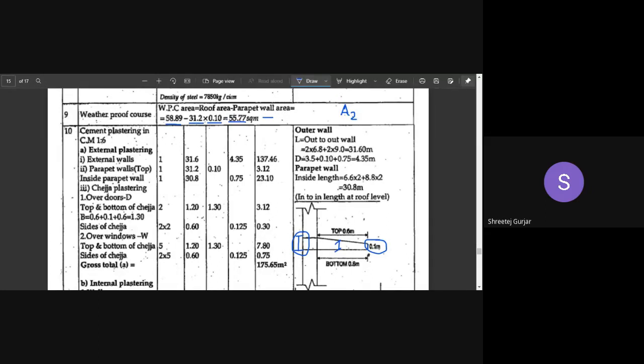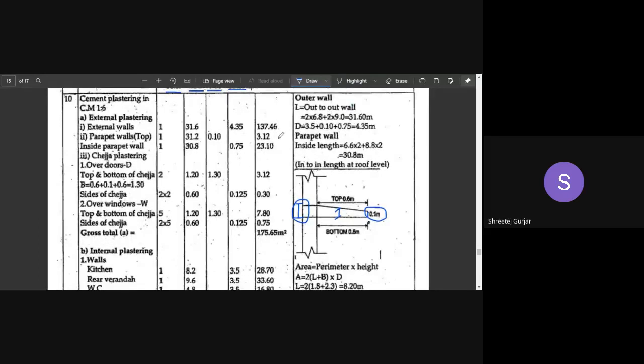We have calculated the weatherproof course area. Next, coming to cement plastering. This is very important and very confusing. Coming to your cement plastering, we have to plaster our walls now.